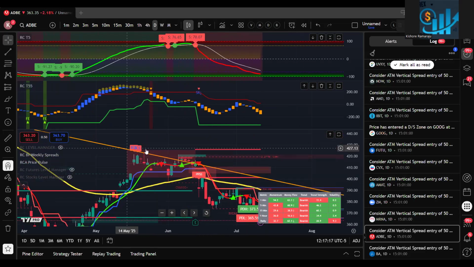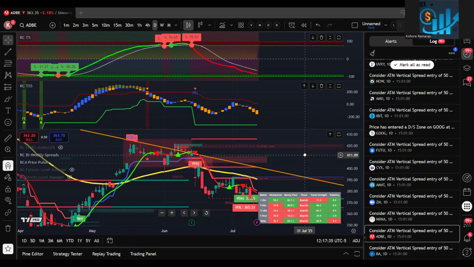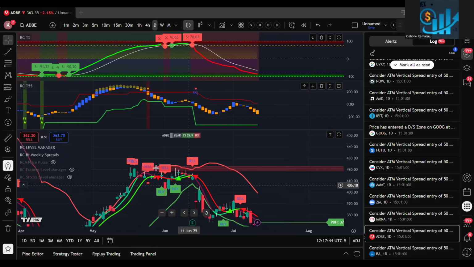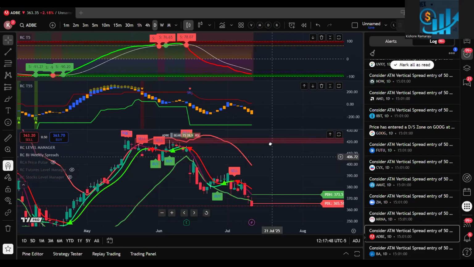Whenever you get this bear call spread, you look for the confluence. You see, oh, in T55 I got here, and I see major sellers here. You are not just going with one signal. This indicator, biweekly spreads, is telling you can take a bear call here. But if T55 also gives a confluence, your price pulse also gives a confluence, or your level manager also gives a confluence, then we can do the bear calls. You don't need to keep watching the chart. All you need is 5 minutes to take the trade.